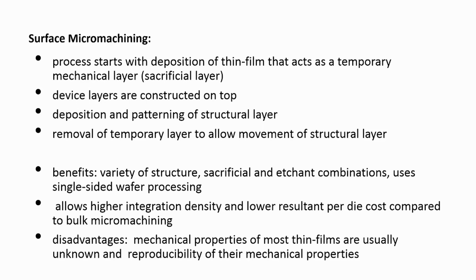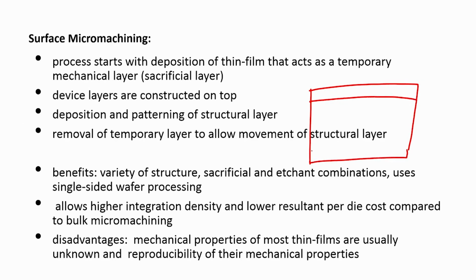The other one is called surface micromachining. So, let us take an example. I have a silicon wafer, all right, like this. This is my oxidized silicon wafer, a silicon wafer on which I have grown oxide, so it becomes an oxidized silicon wafer, all right.